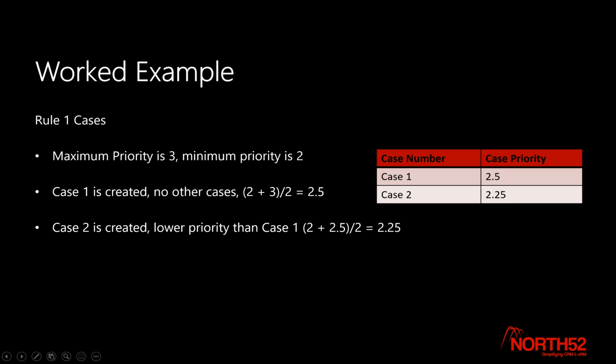This worked example will give us a demonstration. The maximum value for a Rule 1 case is 3, the minimum is 2. When the first Rule 1 case is created, case 1, we take the maximum and minimum allowed values 3 plus 2 and divide by 2, giving us a rating of 2.5. Case 2 has a lower priority, so we add the minimum allowed value to the rating for the previous minimum case, 2 and 2.5. Then we divide that by 2, giving us a rating of 2.25.